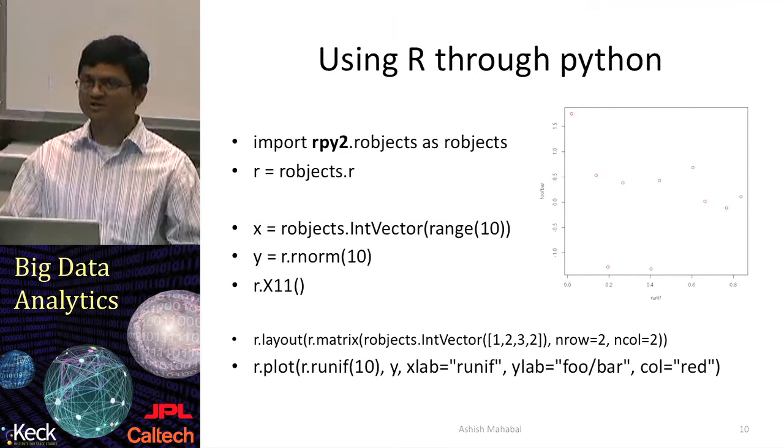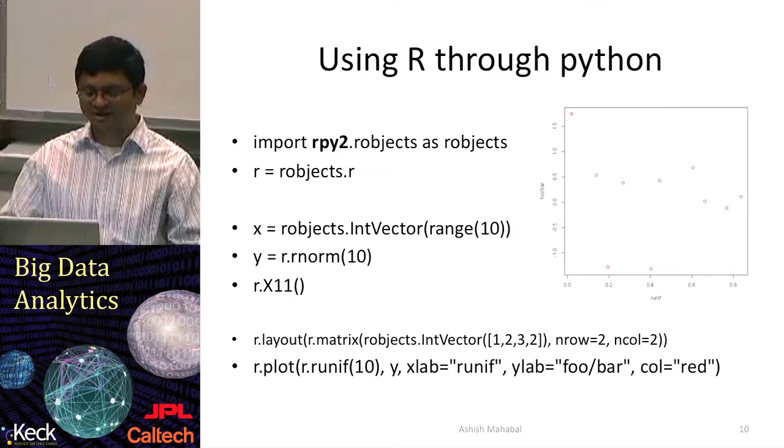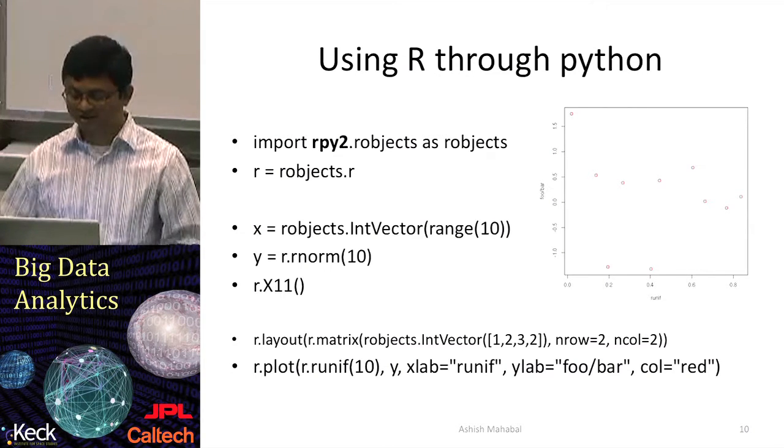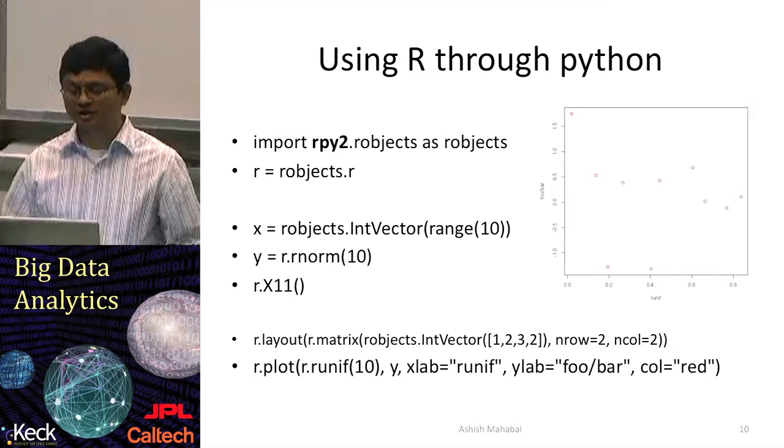r.rnorm. rnorm is the familiar R function that we have seen many times. We are simply taking 10 numbers out of that and calling x11 to plot it later on. So this functionality of using R through Python is also possible, and with NumPy you can use it in a very effective manner.